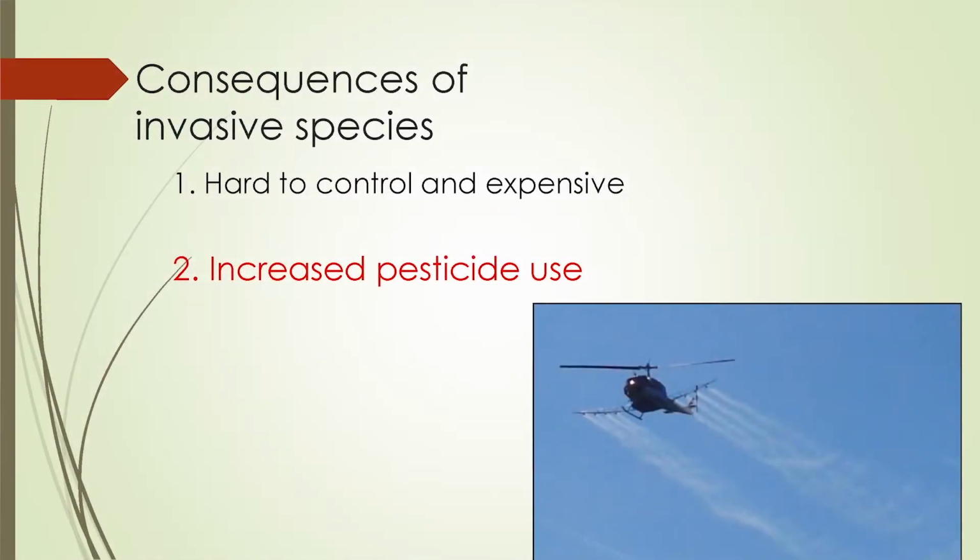Second, invasive species lead to increases in pesticide use. Take, for instance, European gypsy moth, which has been established in the eastern U.S. since 1868 and causes an estimated $30 million annually in control and lost revenue to the timber and agricultural industries. Several millions of acres have been treated with pesticides to slow the spread of this insect.